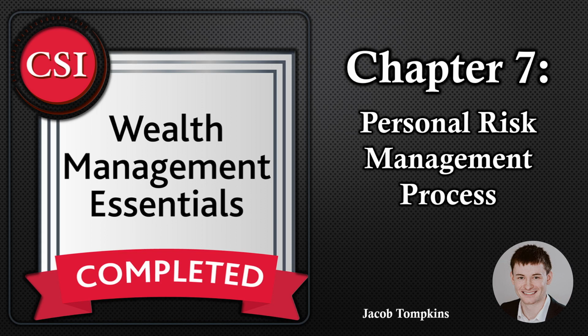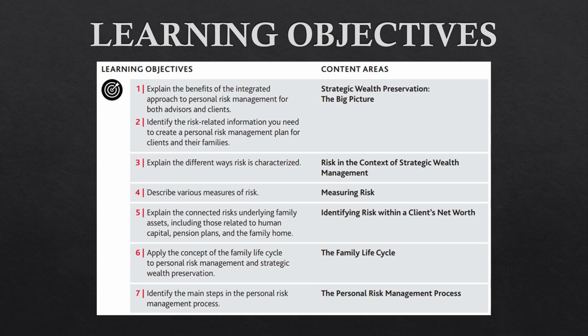In this chapter, we will be discussing the personal risk management process. There are 7 different learning objectives that we will cover. We will look at strategic wealth preservation, the big picture, risk in the context of strategic wealth management, how to measure risk, identifying risk within a client's net worth, the family life cycle, and the personal risk management process.